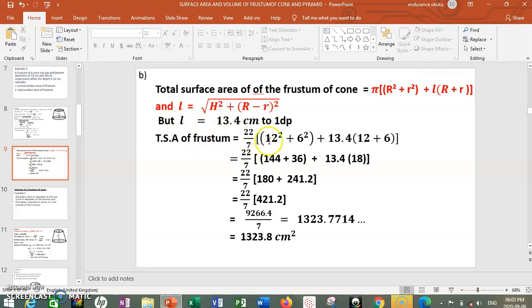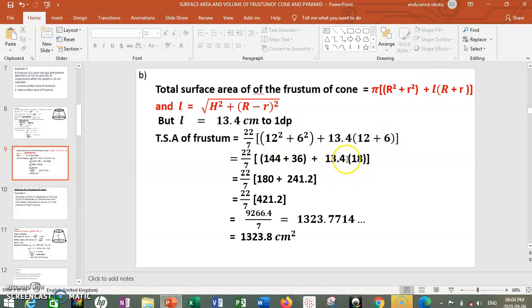Now let's plug in our values. We know that the top radius of the frustum is 6 centimeters, while the base radius of the frustum is 12 centimeters. Now plug in. We have 12 squared plus 6 squared plus 13.4 open bracket 12 plus 6. Now 12 squared is 144, plus 6 squared, which is 36, plus 13.4 times the bracket, where 12 plus 6 is 18.